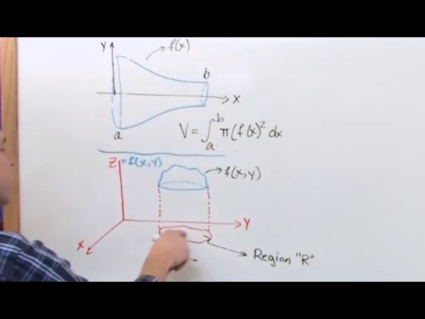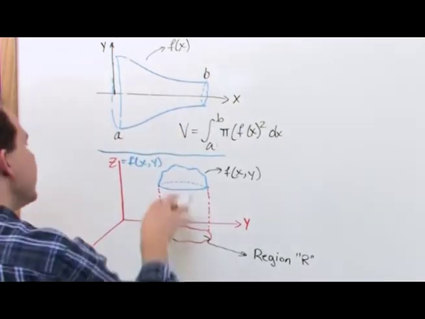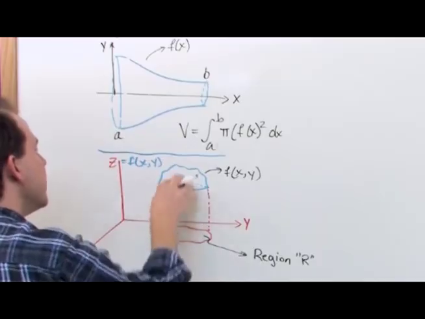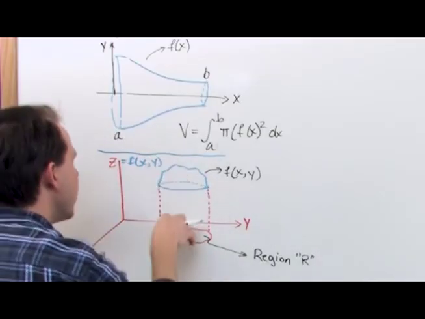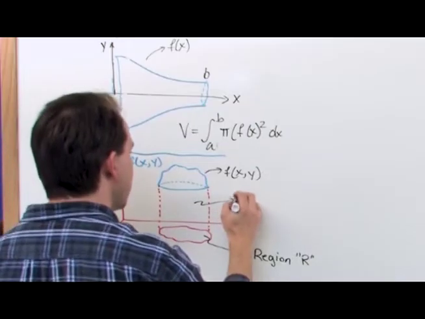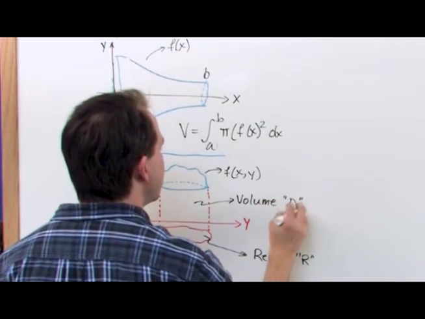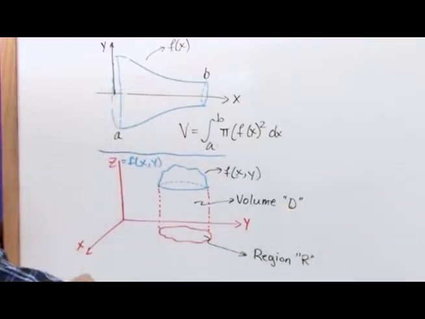So the region R is always the projection of the function down on the xy plane, okay? And then this body here in the center, from the top of the top hat all the way to the projection on the xy plane, this is called the volume D. The volume D.